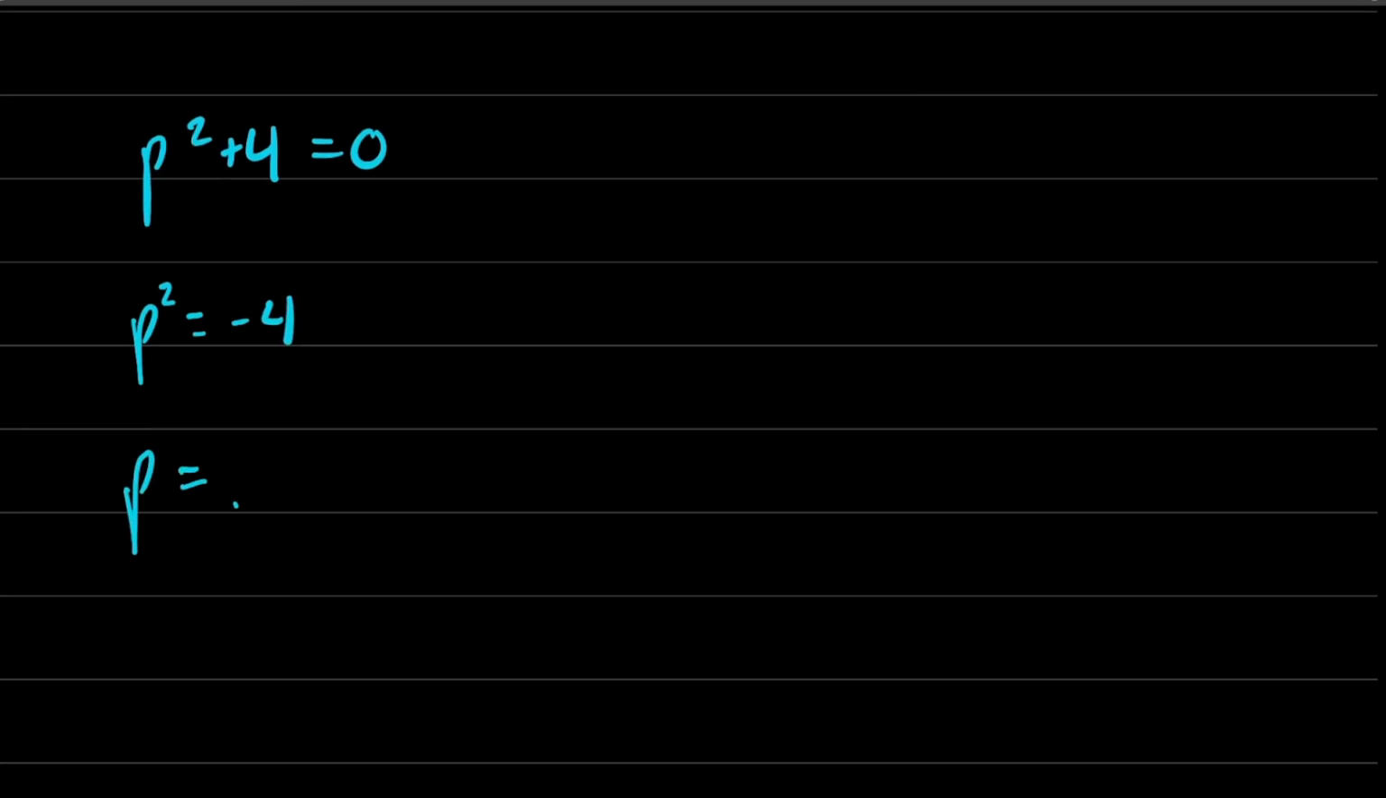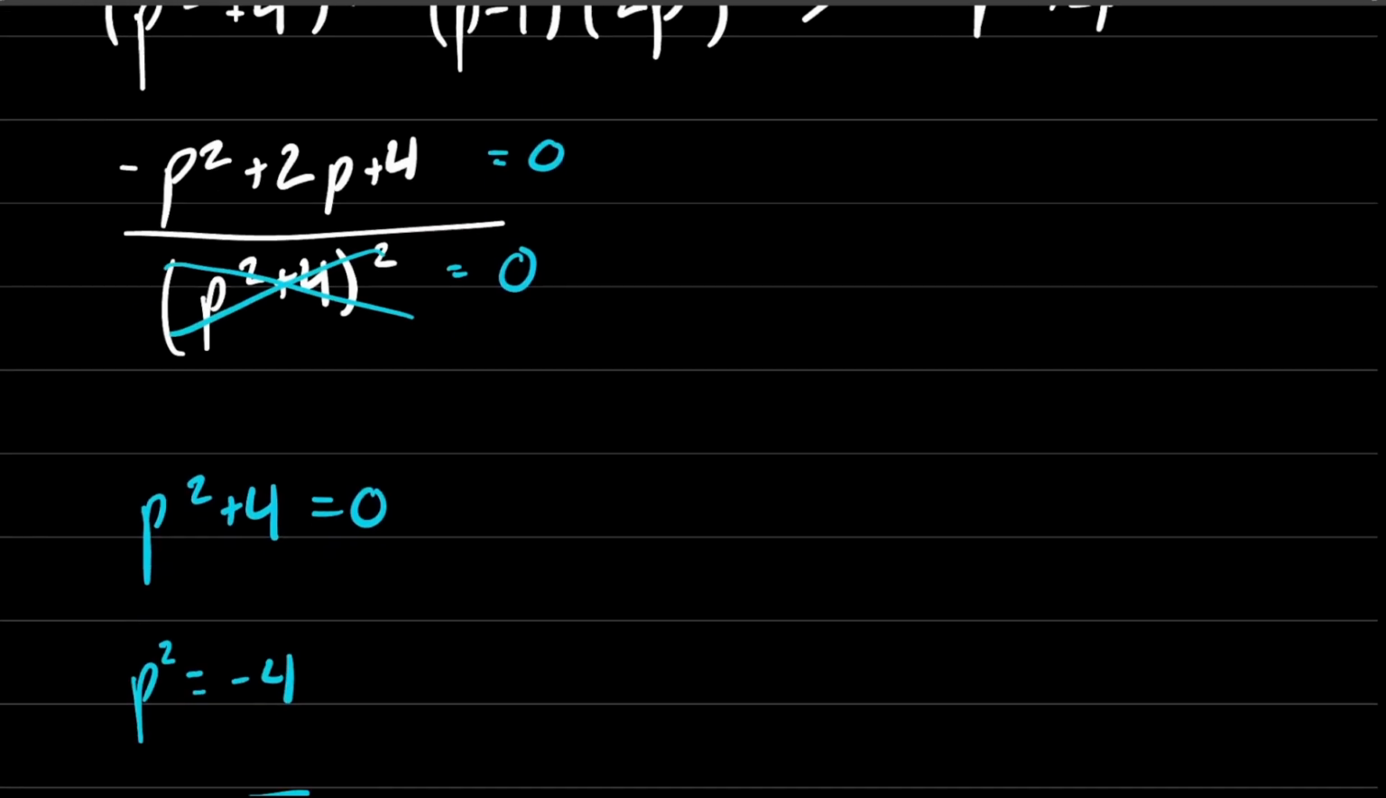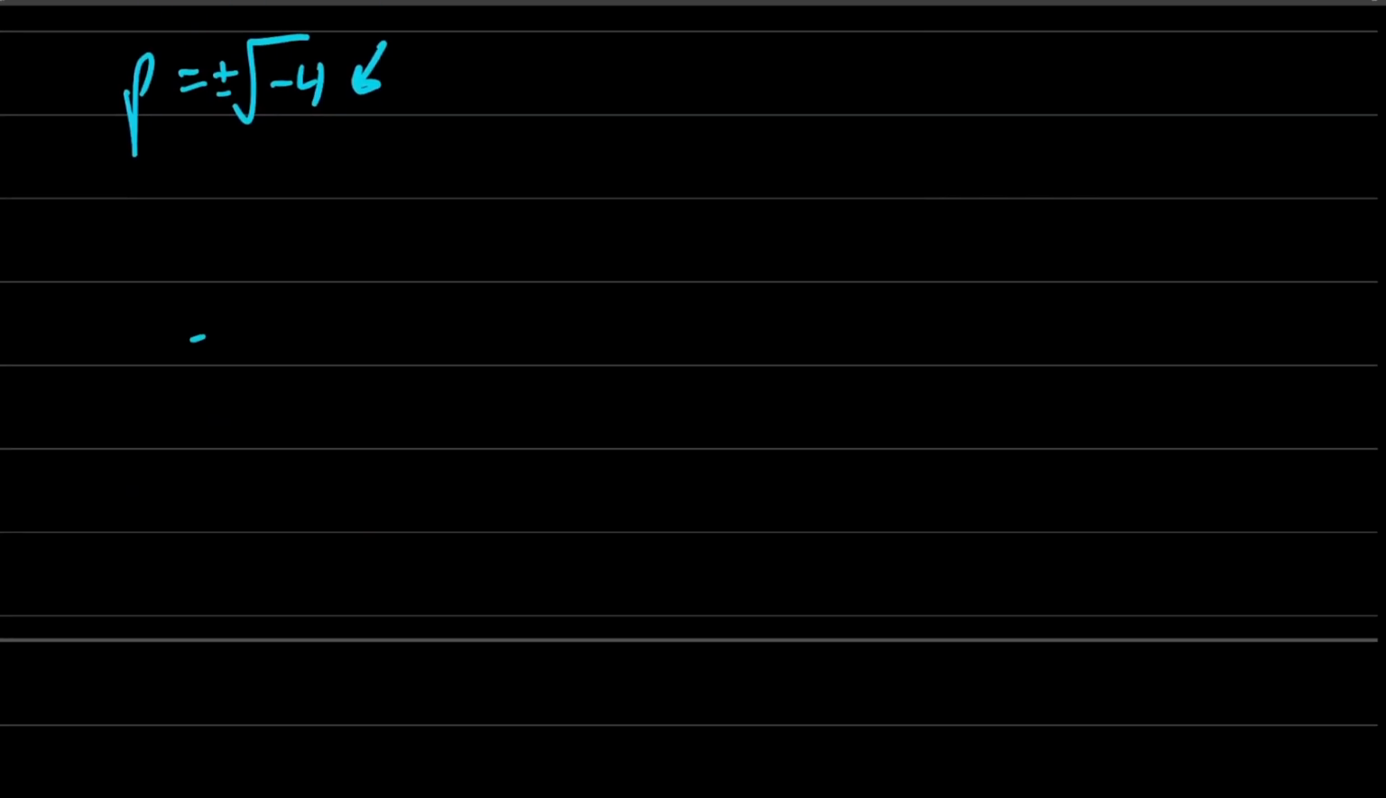p equals plus or minus the square root of negative 4. Again, we cannot have negatives inside of square roots, so there are no critical points to be found on this bottom here. Next, we'll look at negative p squared plus 2p plus 4. Negative p squared plus 2p plus 4.